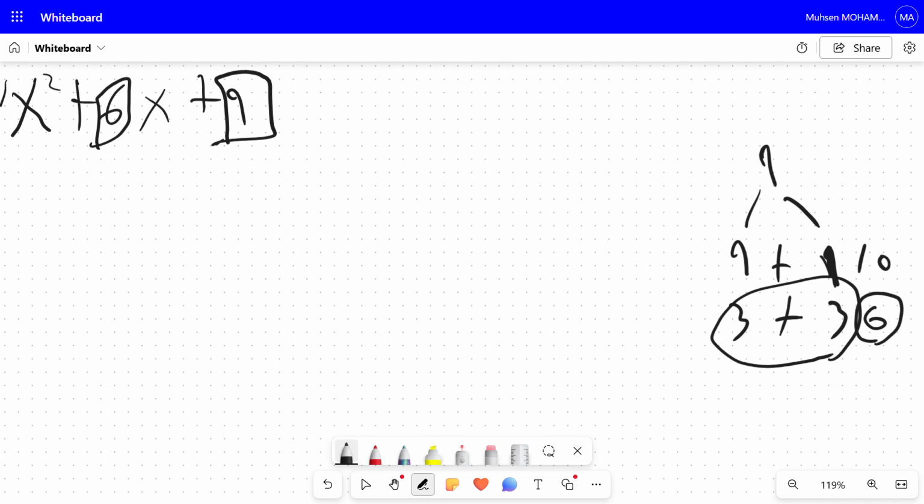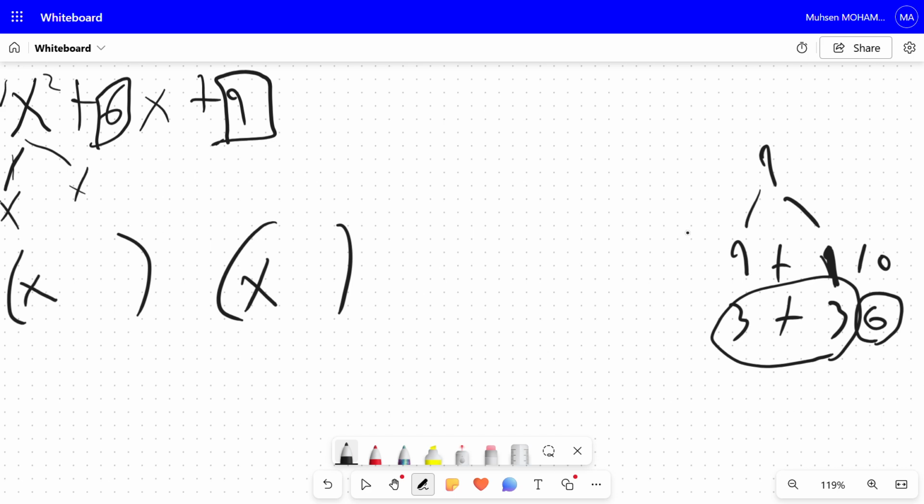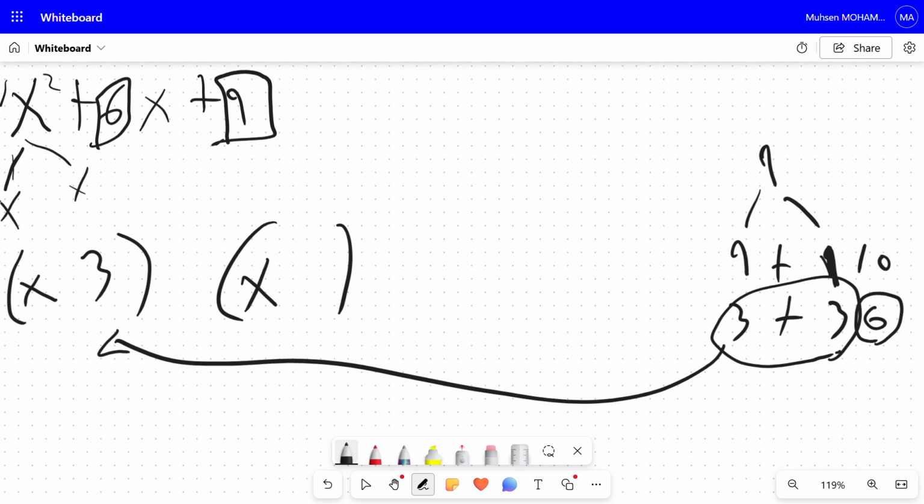And now what I do with these two numbers is that I split this into two x's and place each one in a parentheses. So I can add x to each one, and then I'll put one of the threes here, and then the other one here. So now I factorized this trinomial fully, and we can test it using the FOIL method, which will give us the same expression as this one.